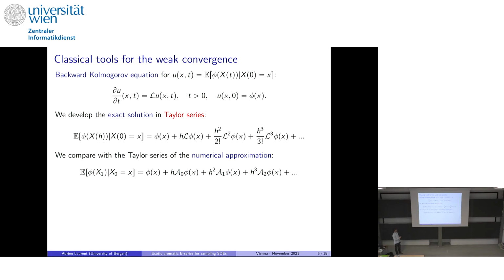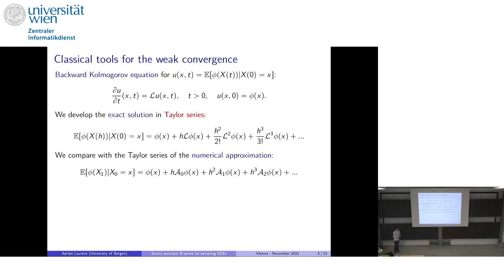Okay, so let's do a Taylor expansion. We have du over dt equal to L of U, so that means that U is exponential tL of phi. So it's phi plus hL phi plus h^2 over 2 L^2 phi, etc. And we assume that the numerical scheme, I will introduce an example soon, satisfies the same kind of expansion. And so what we do is that we compare the terms. If L is equal to A0, a differential operator, then we have order 1. If in addition L^2 over 2 is equal to A1, we have order 2, etc.